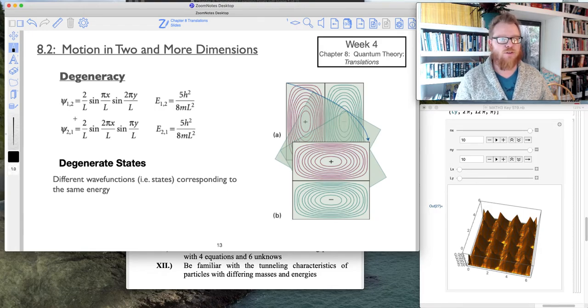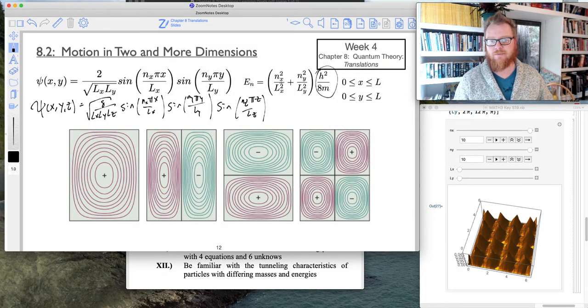numbers. So for example, if I wrote psi 1, 2, I would have root 2 over L, times sine of 1 pi x over L times sine of 2 pi y over L. And if we look at the energy solution for that, remember, that comes from right here, just adding up those two numbers. If nx is 1, then it's 1 squared over Lx squared. And if ny is 2, then that becomes 4 over Ly squared.